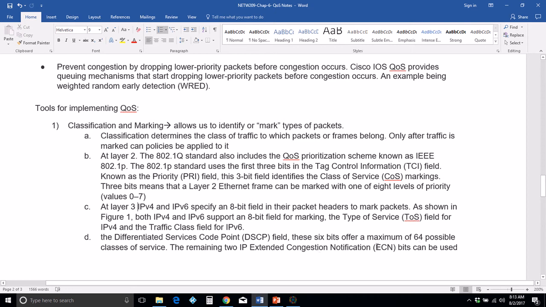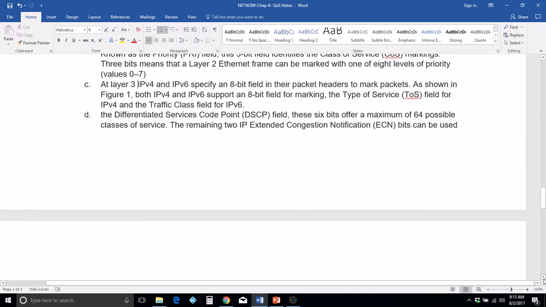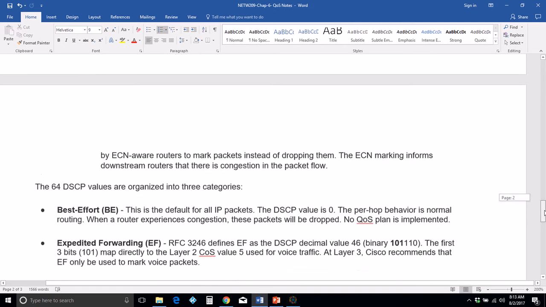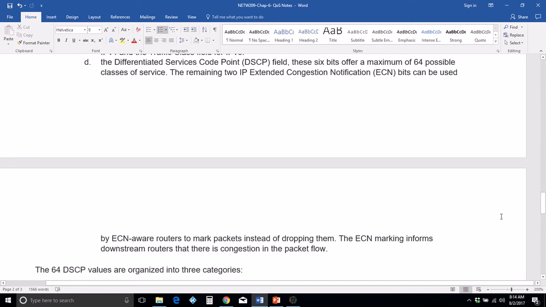So the ECN number, those 2 bits on the right hand corner that I was talking about, that's called the ECN, the explicit congestion notification, that can be used to tell the routers to mark the packets instead of dropping them. So don't just drop it, make sure you mark it, depending on what those bits are. I have a list of all the different possibilities of what the ECN number is and what the DSCP number is. The differentiated services code point, it's called.